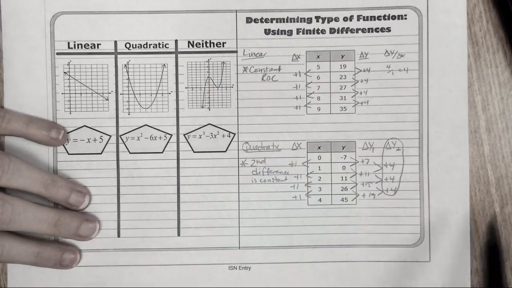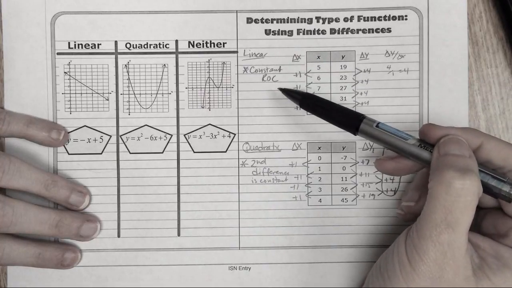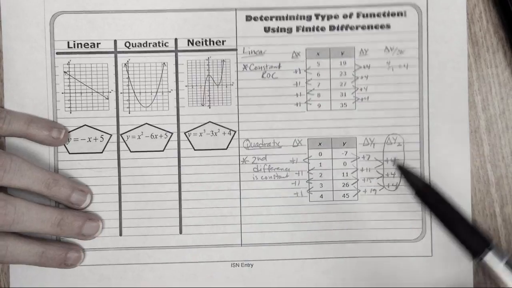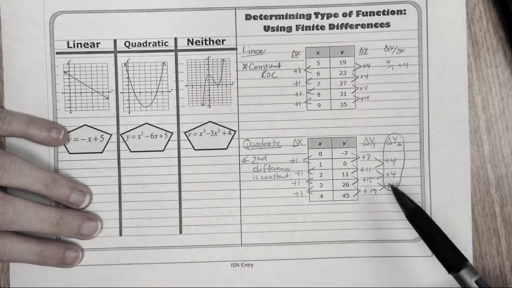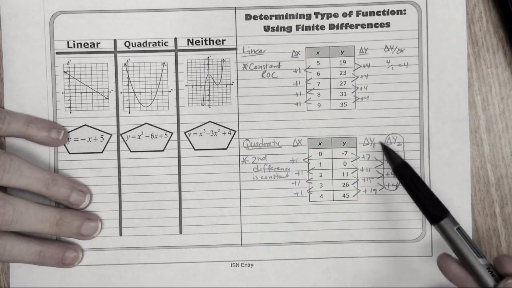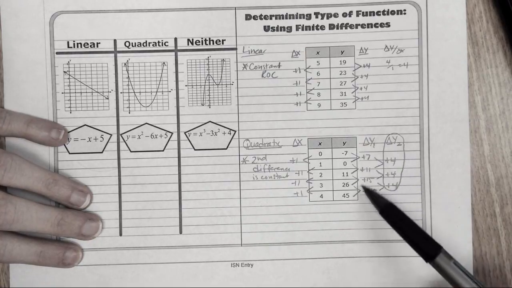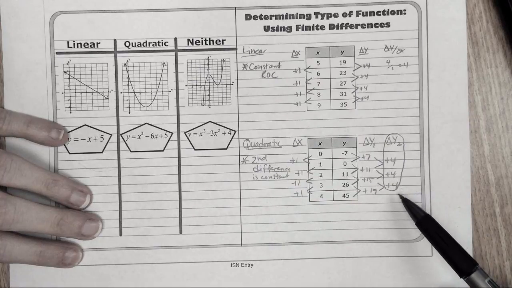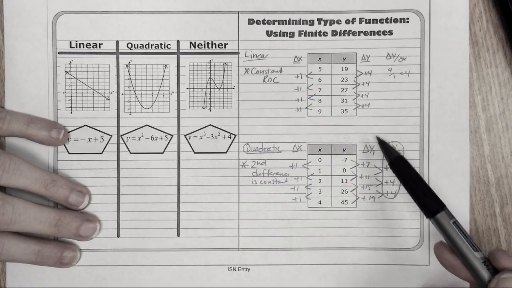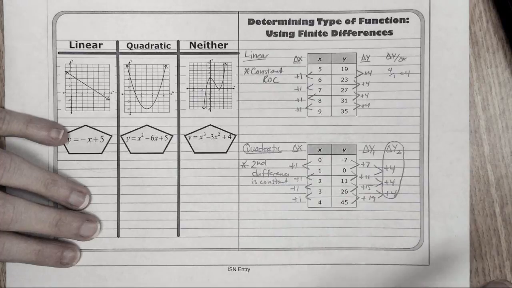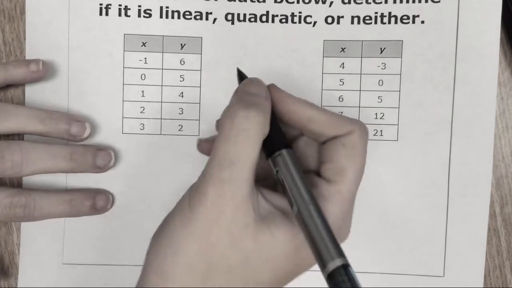So again, linear has a constant rate of change, which means my delta y over delta x is the same for every row. Quadratic also has a similar constant, but it's not the first delta y, it's the second delta y. It's not the first difference in y, it's the second difference in y that has to be the same for it to be quadratic. And if the first difference is all the same, I stop. So it's not like it can be both, it's one or the other. Okay, so let's try these other 3 examples and see if we can figure out what they are.